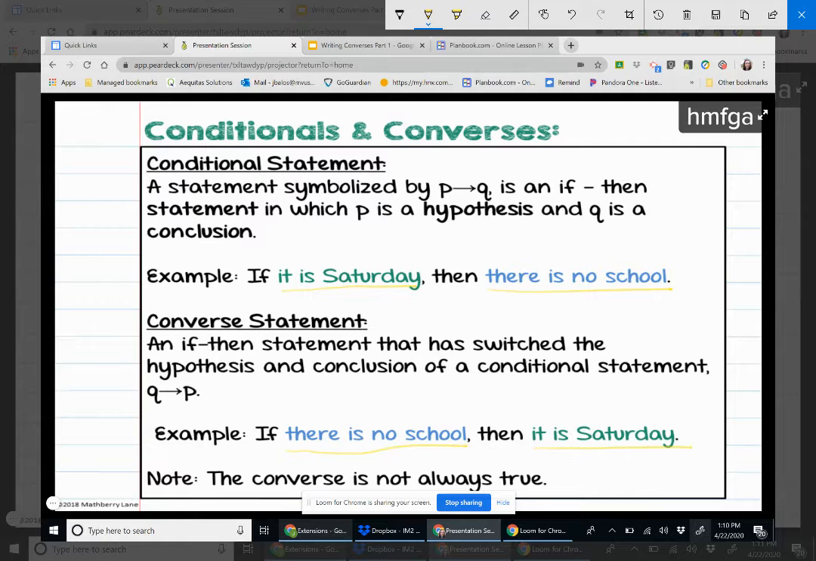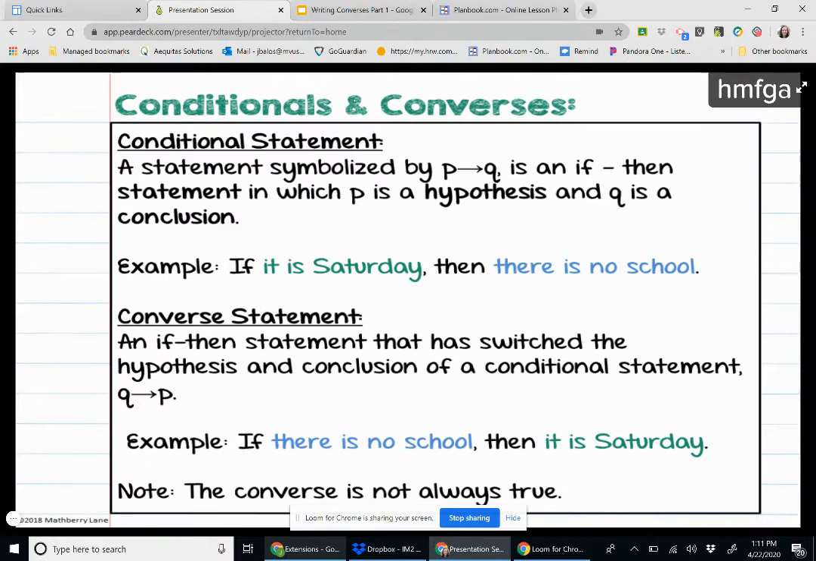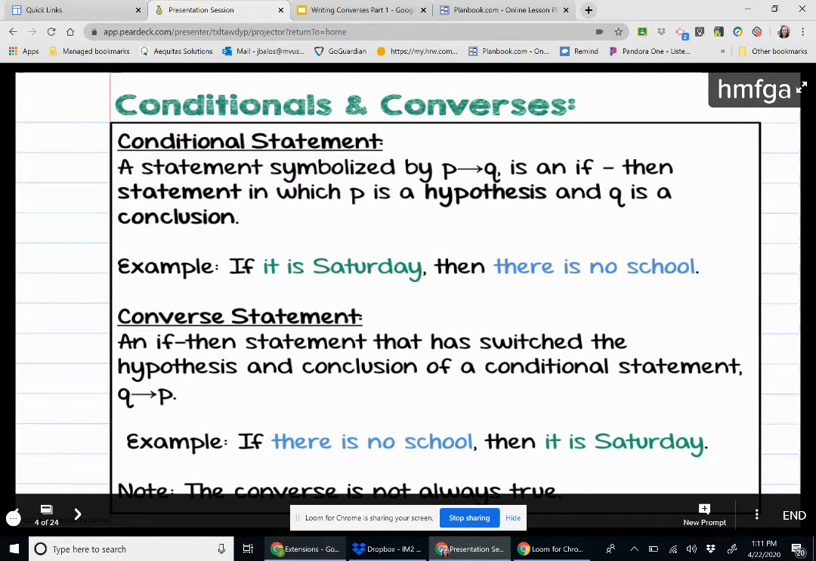Please notice, converses are not necessarily true. Sometimes they're true, sometimes they're not. You have to prove that they're true if you want to use them. However, the ones we're going to use today have been proven and they are absolutely true.